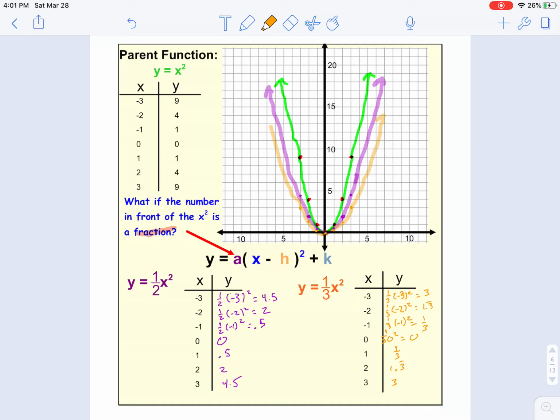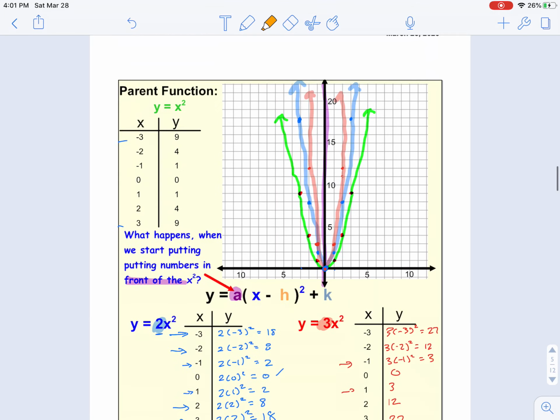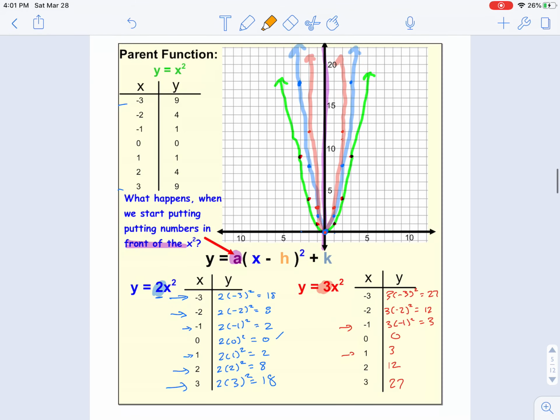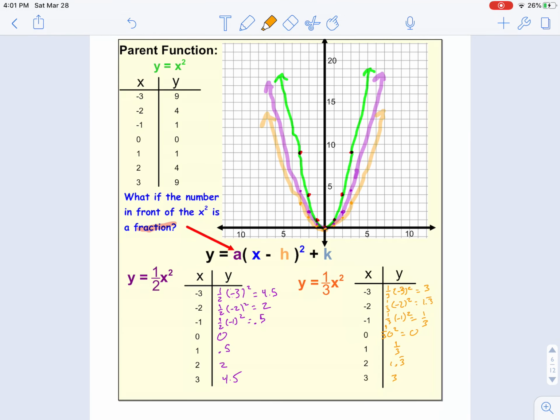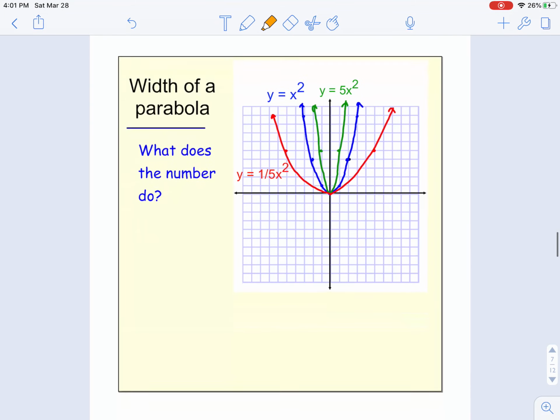This graph is going outside again. So, compare and contrast. When we put numbers that were greater than 1, they started getting narrower and narrower. When I put numbers that were fractions between 1 and 0, right? Not negative numbers, but between 1 and 0, they were getting wider. It's making this more and more wide compared to the parent function. So how does the width of the parabola... what does the number do?